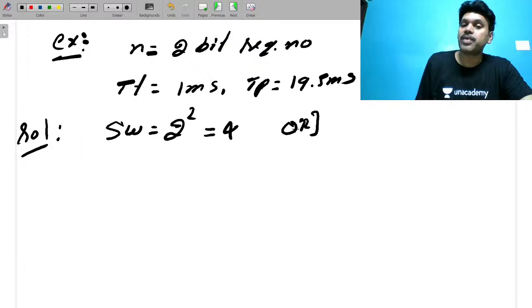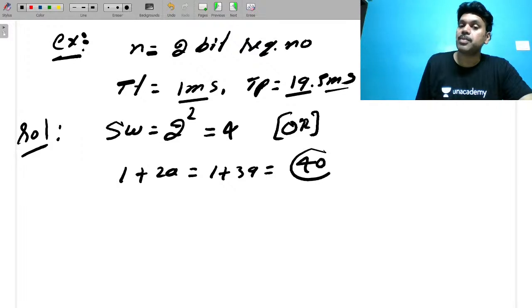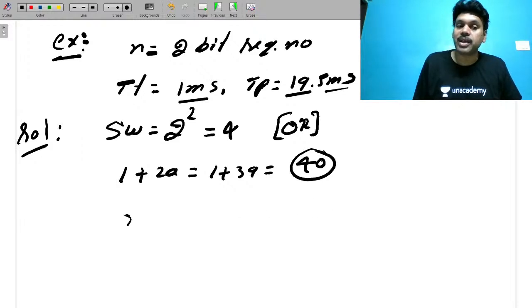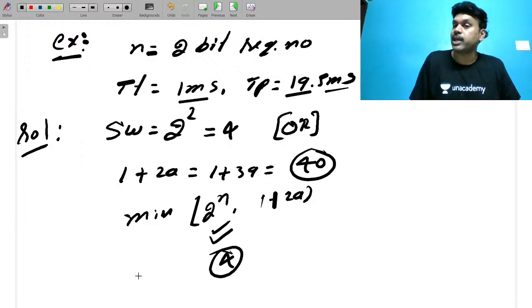Or one more way to find the sender window size: 1 plus 2a, which is nothing but 1 into 19.5 plus 19.5, 39 plus 1. It is 40. Now you tell me, will you send 40 frames or only 4 frames? I already gave you the rule. What is that? The minimum of 2 power n or 1 plus 2a we are going to prefer. Here this is the minimum, so I can send only 4 frames.